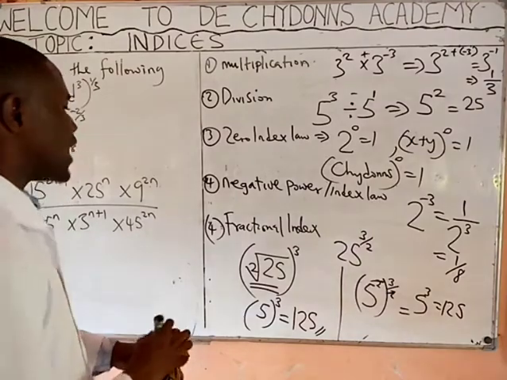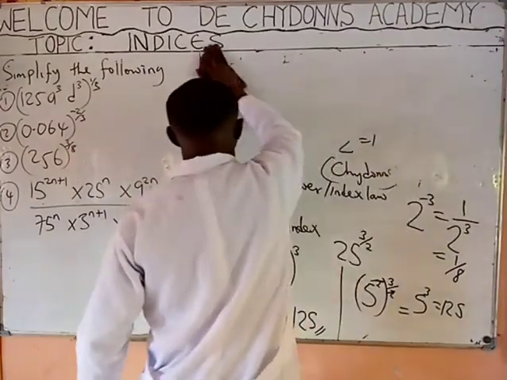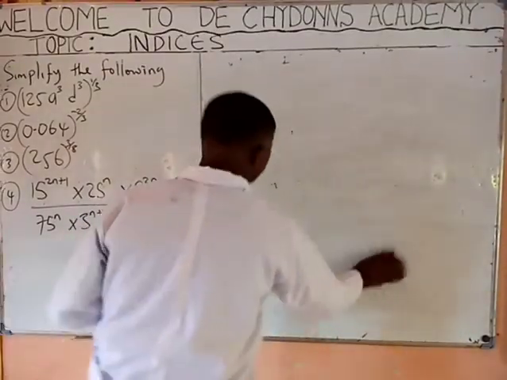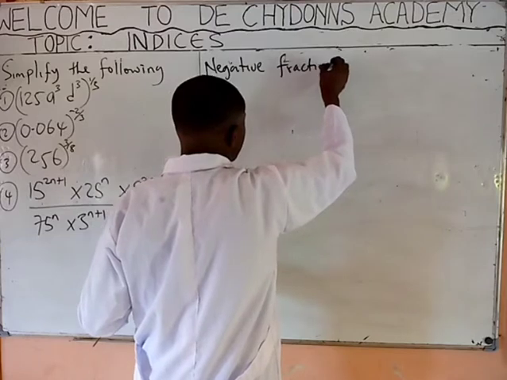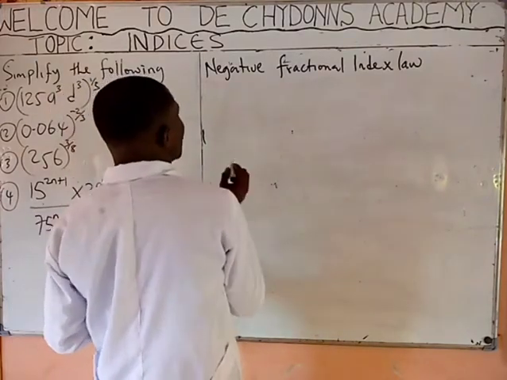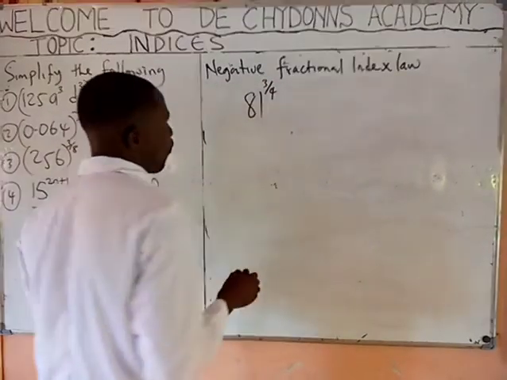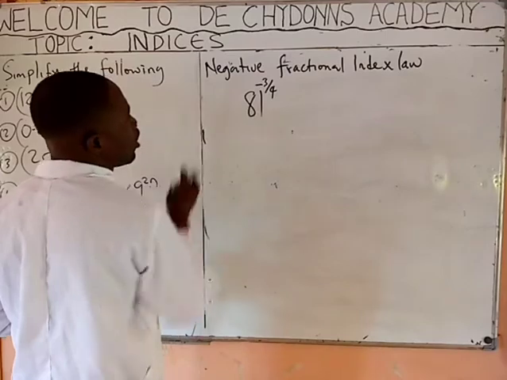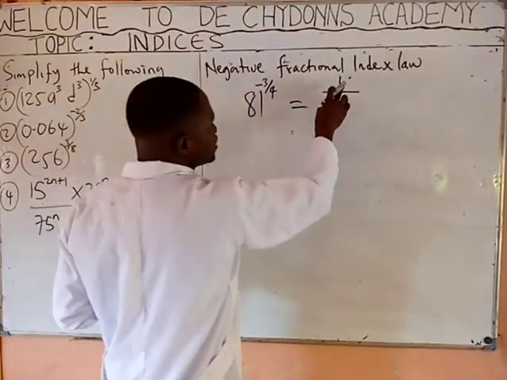We go to the next one, that is negative fractional index law, or negative fractional power law. This law says that when you have, let's say, 81 raised to the power of 3 over 4, and that power is minus, negative fractional index law. This minus will be replaced with 1 over first. Consider the minus first by replacing it with 1 over.